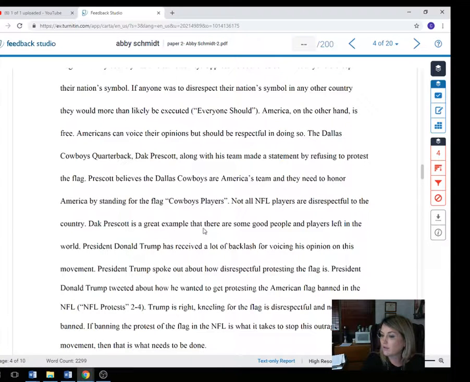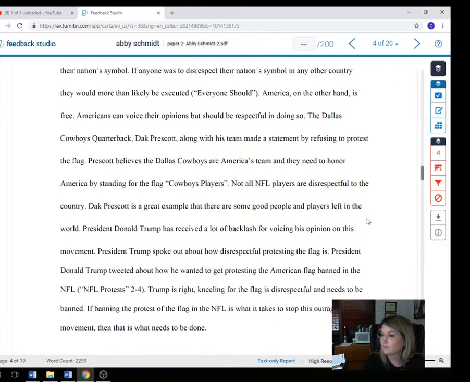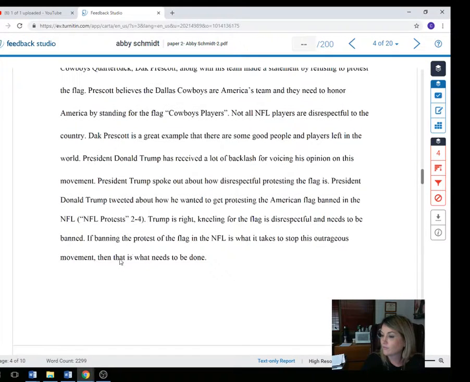I would say reword this: a great example of good people and players left in the world. This is a comma splice. So I'm not going to go through, like I said, line by line and point out every single comma mistake. It's not necessary. As long as you're aware that this is a comma splice and why it's a comma splice, that's what I want you to get out of this. So if you need help with that, then let me know.